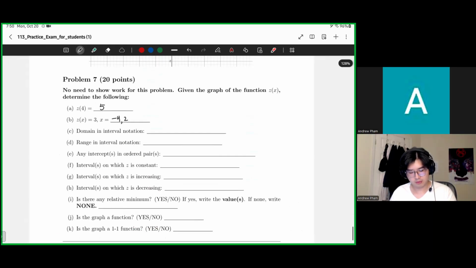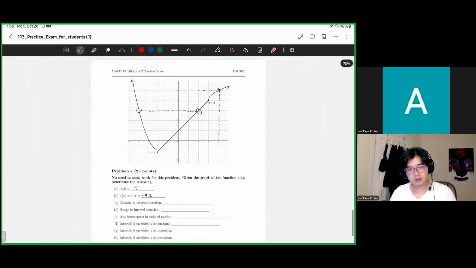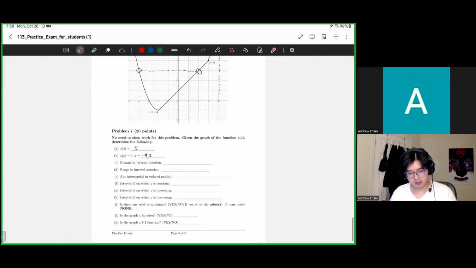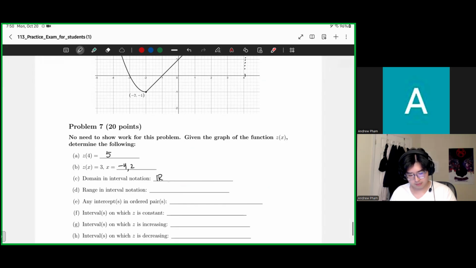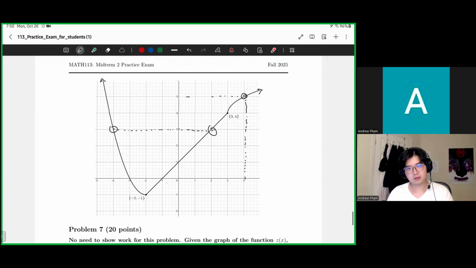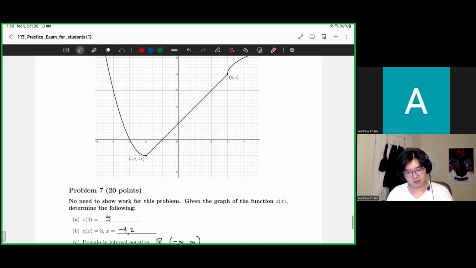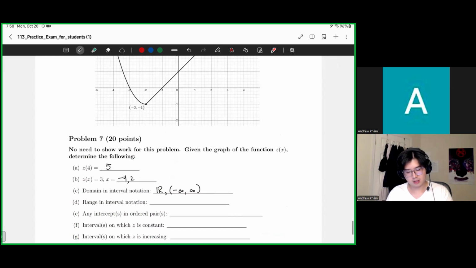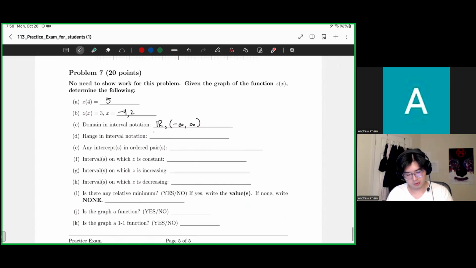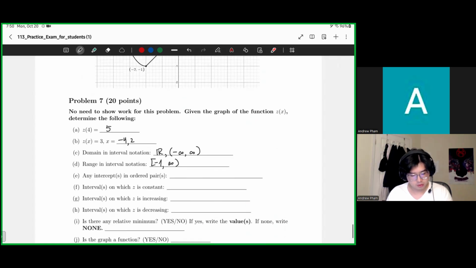C, the domain, shouldn't be hard to convince yourselves that the domain is all reals. It's continuous. The range, well, everything is continuous again, like we said. But also we can see that there's a lowest point, right? That's given by this point here. And the y value is at minus 1, and I'm going all the way up to infinity, so minus 1 included, infinity. That's my range.